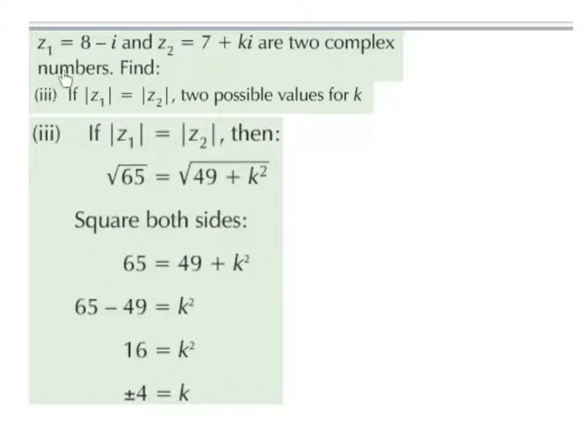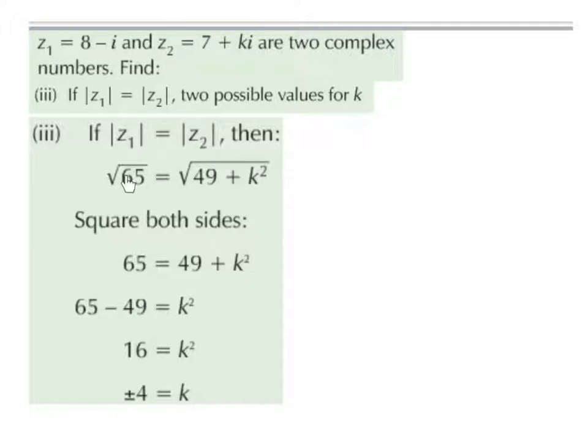Part 3. If the modulus of z1 is equal to the modulus of z2, find the two possible values for k. So we're going to try and solve for k. So if the modulus of z1 is equal to the modulus of z2, then the square root of 65 is equal to the square root of 49 plus k squared. Because in part 1, we worked out that the modulus of z1 was the square root of 65. And in part 2, we worked out that the modulus of z2 was the square root of 49 plus k squared. So we just let them equal each other, and then we solve for k.